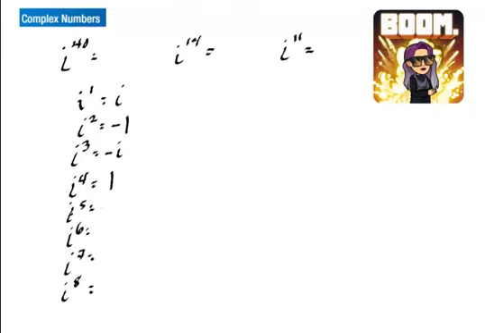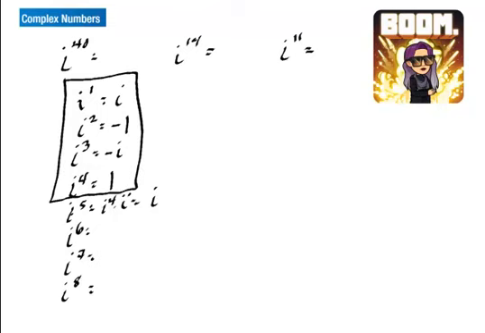All right, so i to the fifth would be like i to the fourth times i. So that would be 1 times i. So this would be an i. So I want you to watch what happens here. Here's where the pattern begins. i to the sixth would be like i to the fifth times i. So that would be like an i, because that's what i to the fifth is, times i. That's i squared. So this would then be -1.